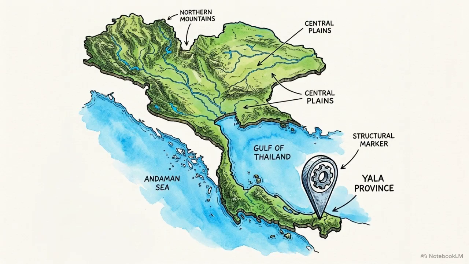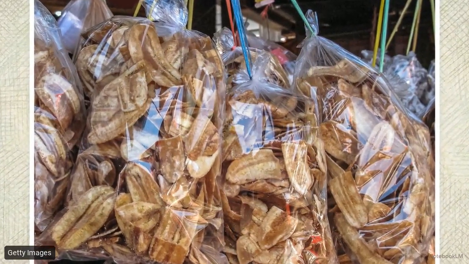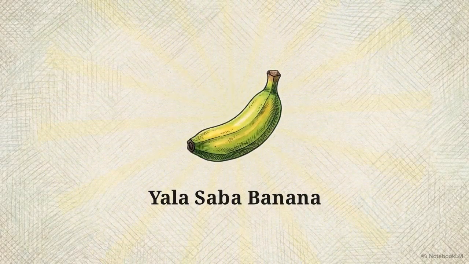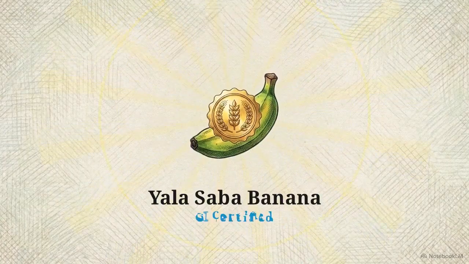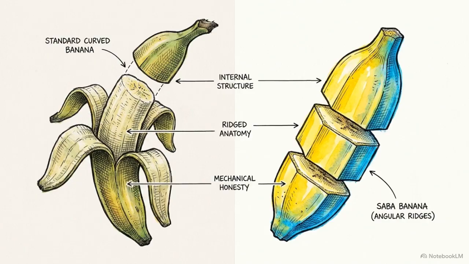To see how a community breaks this cycle, we look at the Saba banana, or Klue Hin, primarily grown in Thailand's Yala province. In its most basic commercial form, it is often sold as simple bags of fried chips. But this specific crop is unique. Since 2011, the Yala Saba banana has held Geographical Indication, or GI certification, a legal status proving it possesses qualities distinct to its specific geographic origin.